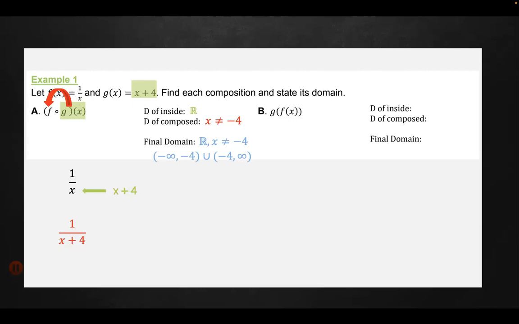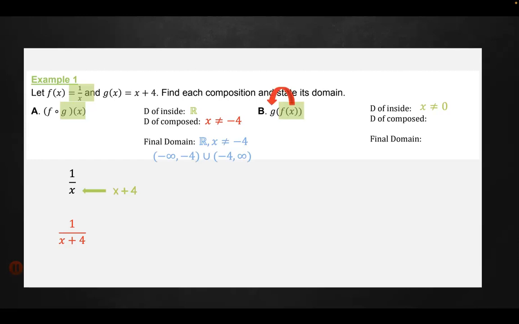Now, the second example, in letter B, is g of f of x. So my inside function now is my f of x, which is 1 over x. The domain for that inside function is x cannot be 0. This is a rational function, a fraction, so I'm looking for what values would make that denominator 0. Well, that's just 0. It could be anything else, just can't be 0.